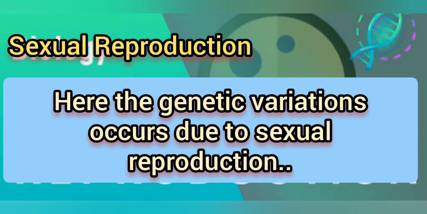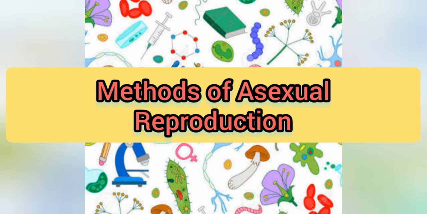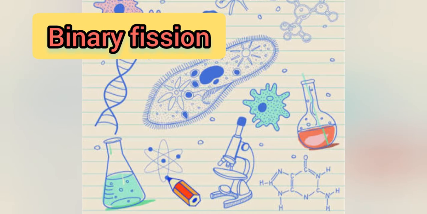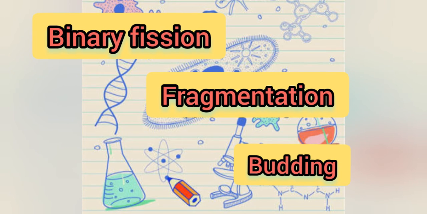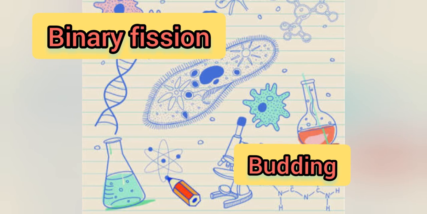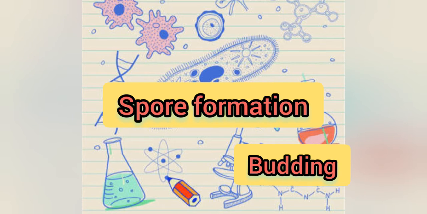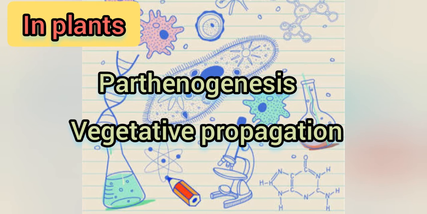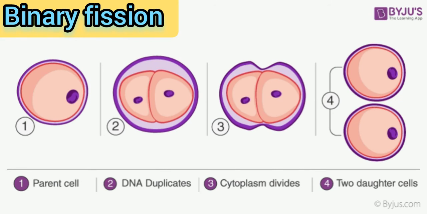So let us first discuss the methods of asexual reproduction, that is binary fission, fragmentation, budding, spore formation, and there are different ones in plants like parthenogenesis and vegetative propagation. So let's first talk about binary fission. There are so many types of asexual reproduction, so we are going to discuss a few of them.